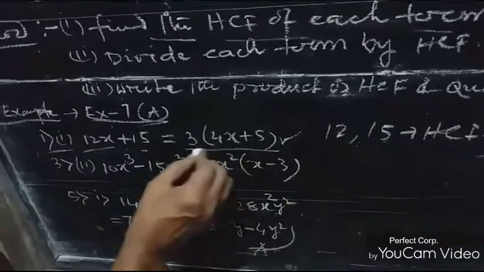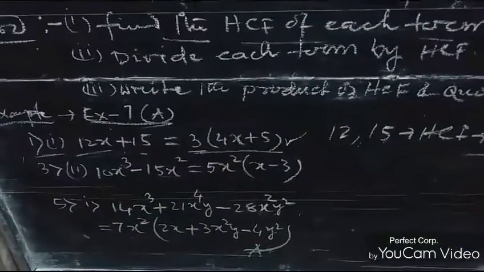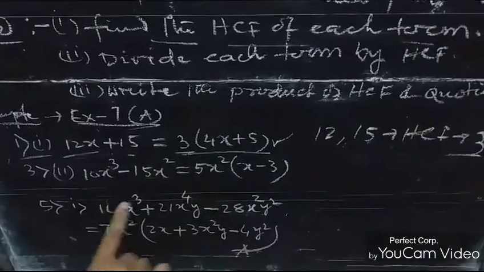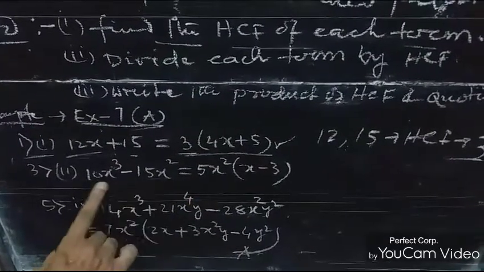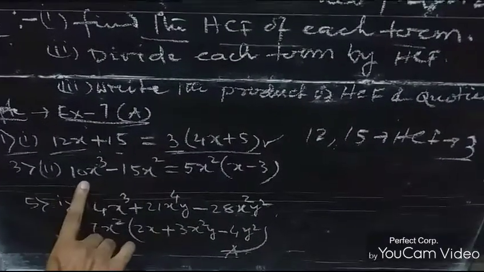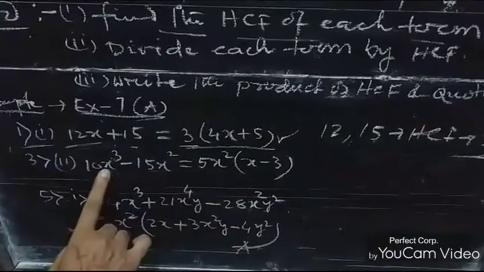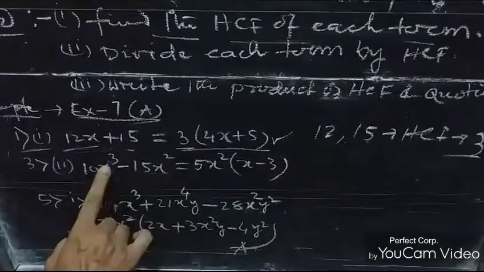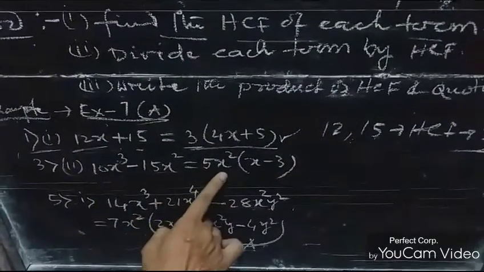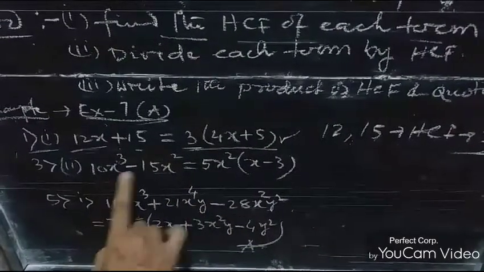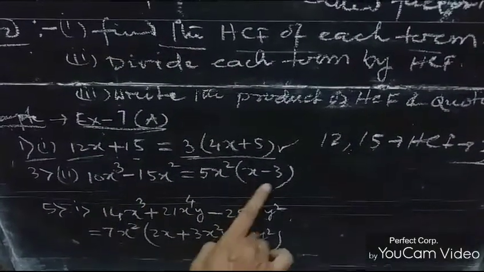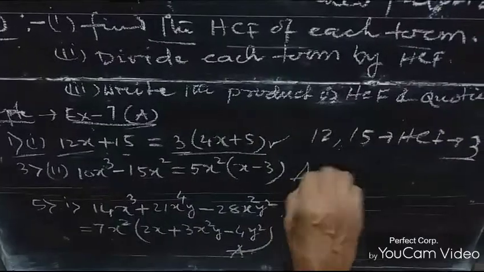That is, it is converted into two expressions. Like this, another example: 5x squared minus 15. The HCF of these two has numerical value 5, and the variable part is x squared. Take this 5x squared as common and divide, it is remaining x and minus 3, and this is your answer.